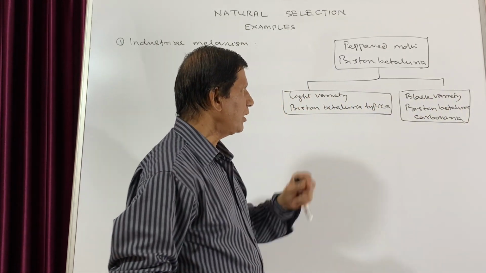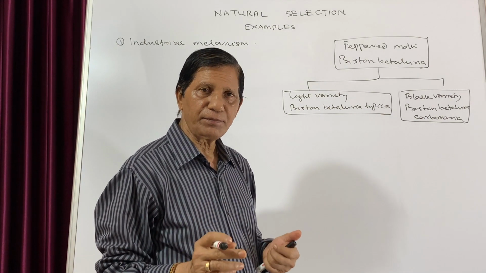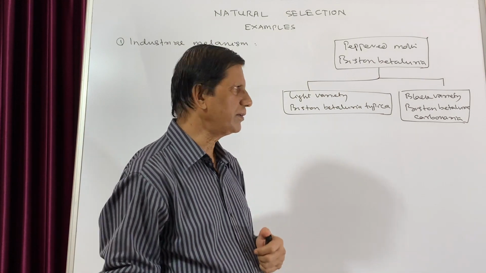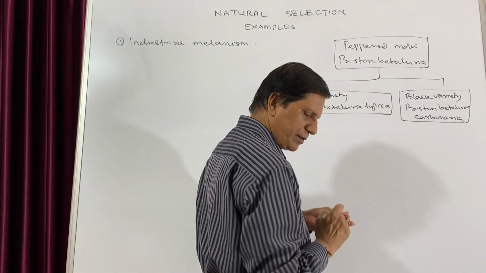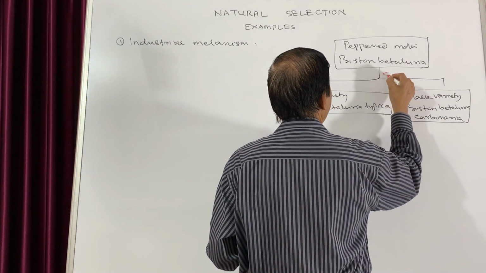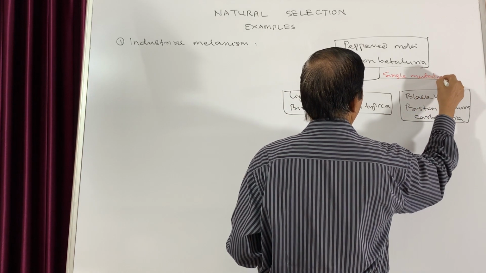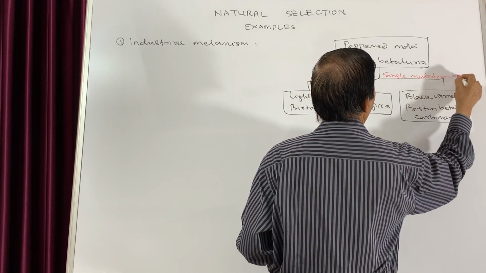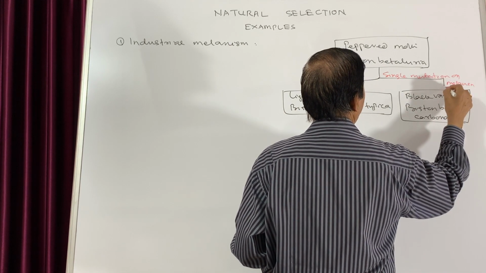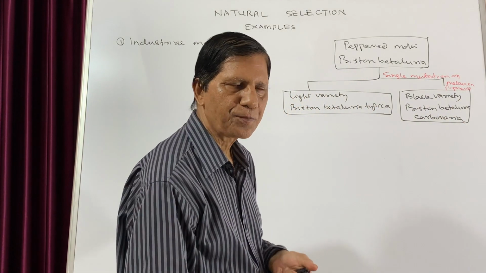From this Biston betularia, the normal is the light variety, but as a result of a single large mutation on the melanin pigment, the black variety has been produced.